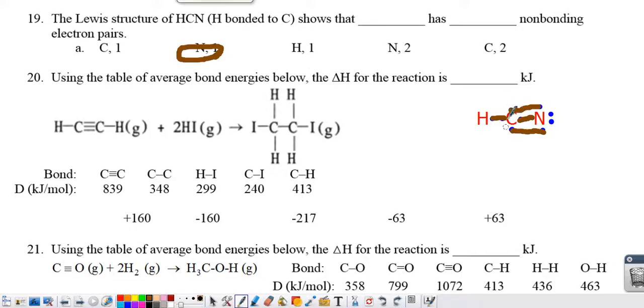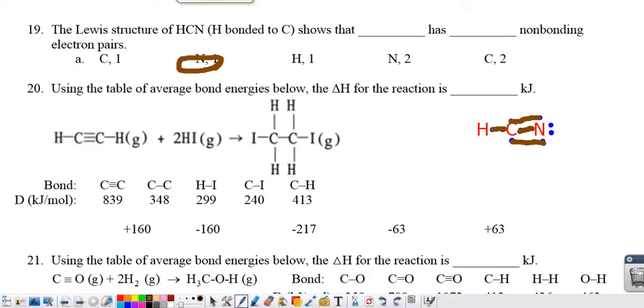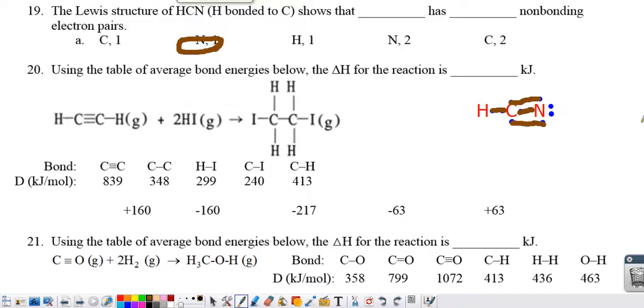Carbon has 4 bonding pairs. Hydrogen has 1 bonding pair. Alright, use the table of average bond energies below to calculate a delta H. So this is the bonds broken side, this is the bonds formed side. So every one of these bonds needs to be broken, and every one of these bonds needs to be formed.